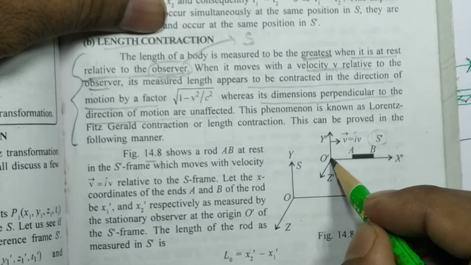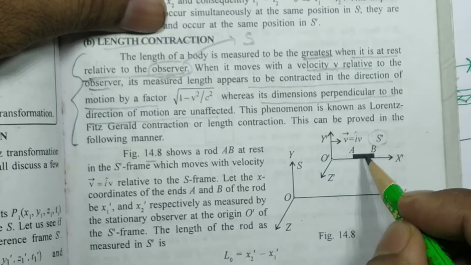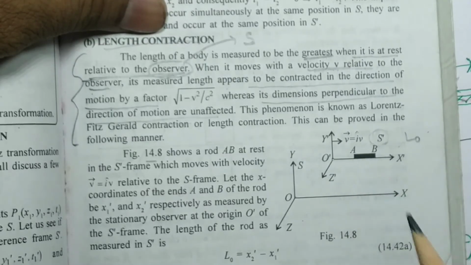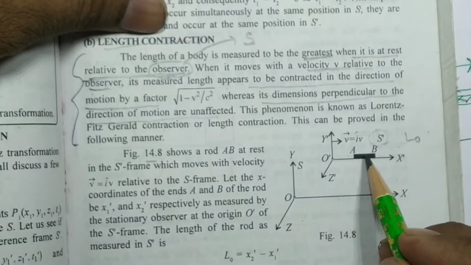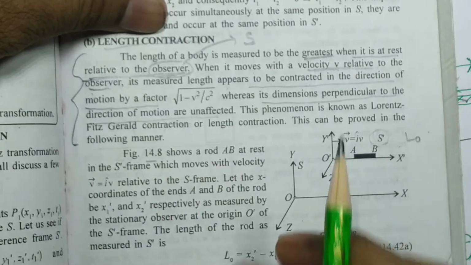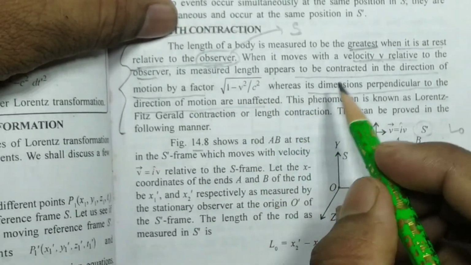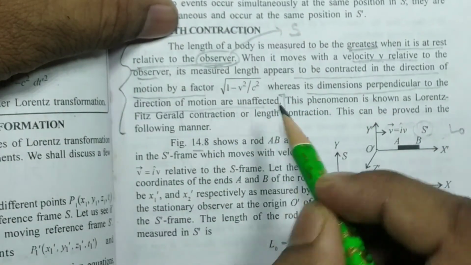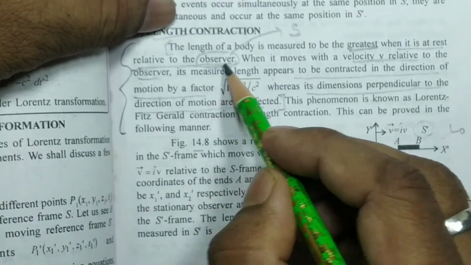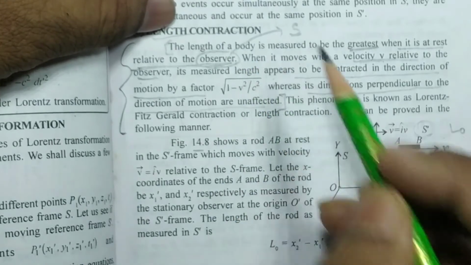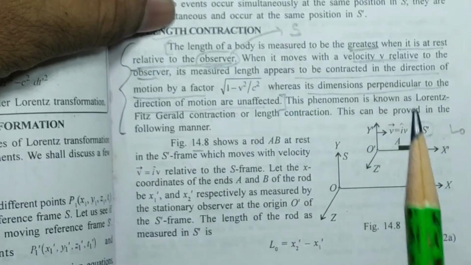The observer who is sitting here can measure the length of this rod as L0, but this observer will measure this length as reduced or contracted. How is it? I suggest that you write up to this much, and here the observer, in bracket, write who is in S frame.